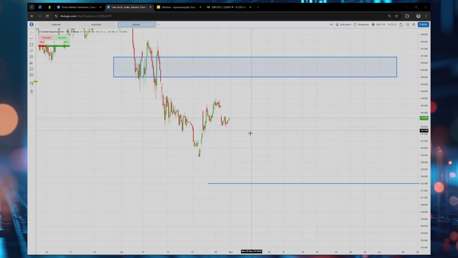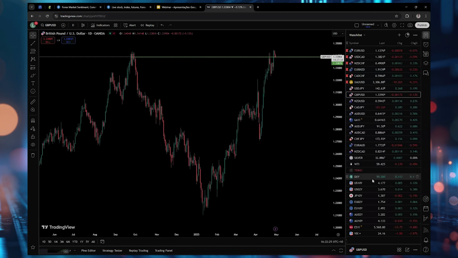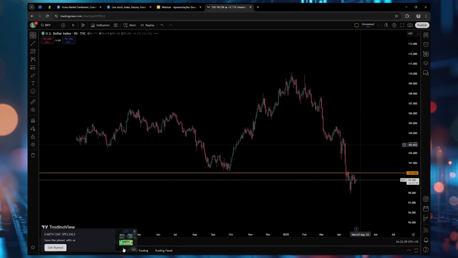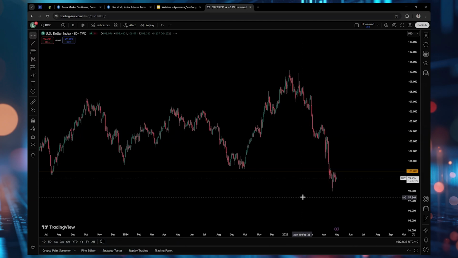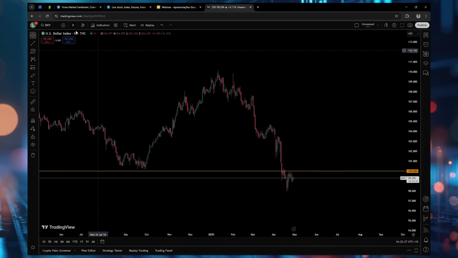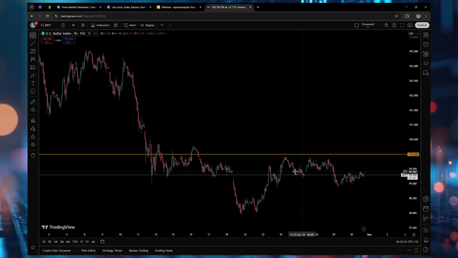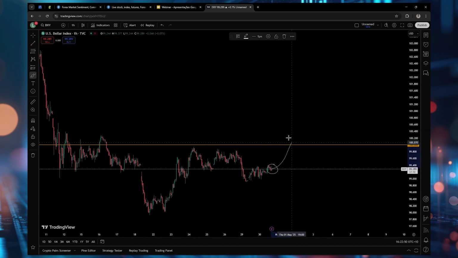With the market being bullish on the US dollar, we can see right here that most likely we will get a pricing above the 100. Just somewhat of a recovery will be welcome for the US dollar index. Most likely this is just a pullback here and then a continuation up.